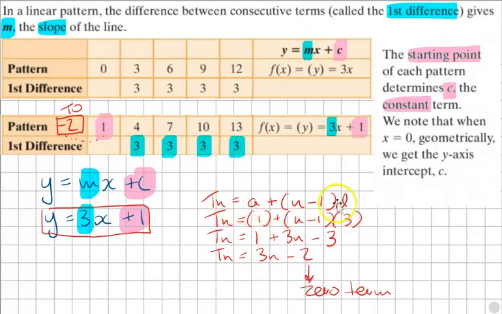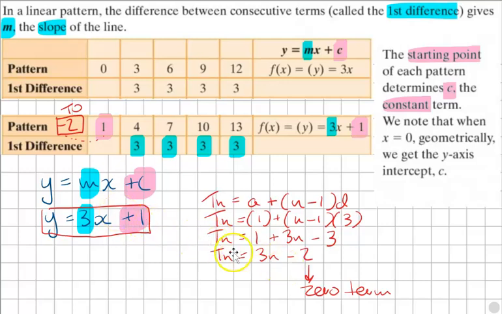If we were to use our Tn formula, we would have Tn equals a plus n minus 1 times d, replacing the a with 1 and the d with 3. And we would end up with Tn equals 3n minus 2. So notice now that the formula, the equation of the line, the function is different to Tn. So the equation of the line is like the name of the line, whereas Tn is the little formula that you use to generate terms. So if you wanted the 10th term, you would sub in 10 in place of n to figure out what the 10th term of the pattern is.